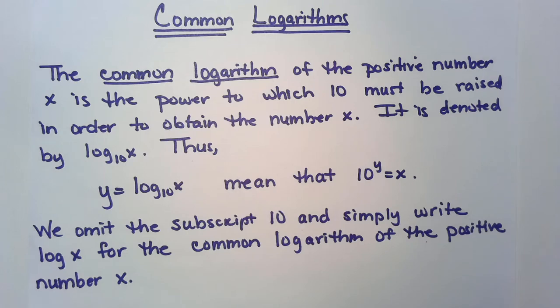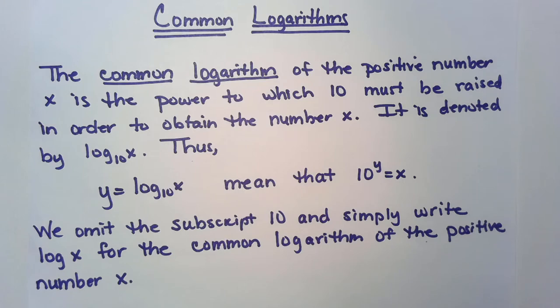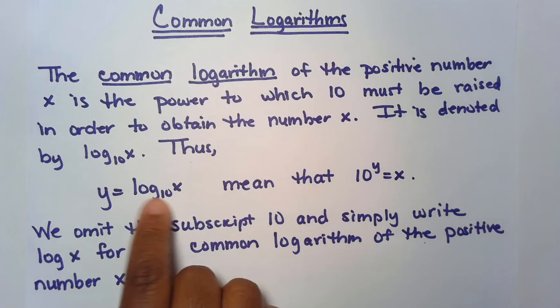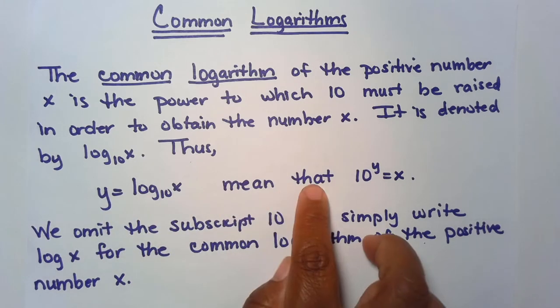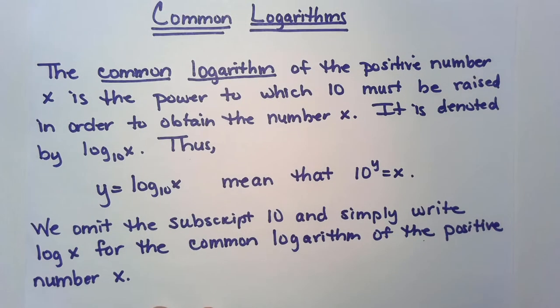So, the common logarithm definition. The common logarithm of the positive number x is the power to which 10 must be raised in order to obtain the number x. It is denoted by log base 10 of x. Thus, here is our equation in logarithmic form: y is equal to log base 10 of x means that when we write it in exponential form, 10 to the y power equals x.